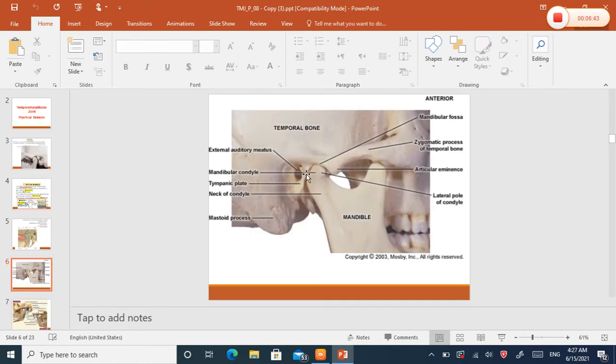This is the condyle of the mandible, and this is the mandibular fossa. These are the most important things you must know or learn from this video: articular eminence, mandibular fossa, condyle of the mandible, and this is the neck of the condylar bone.